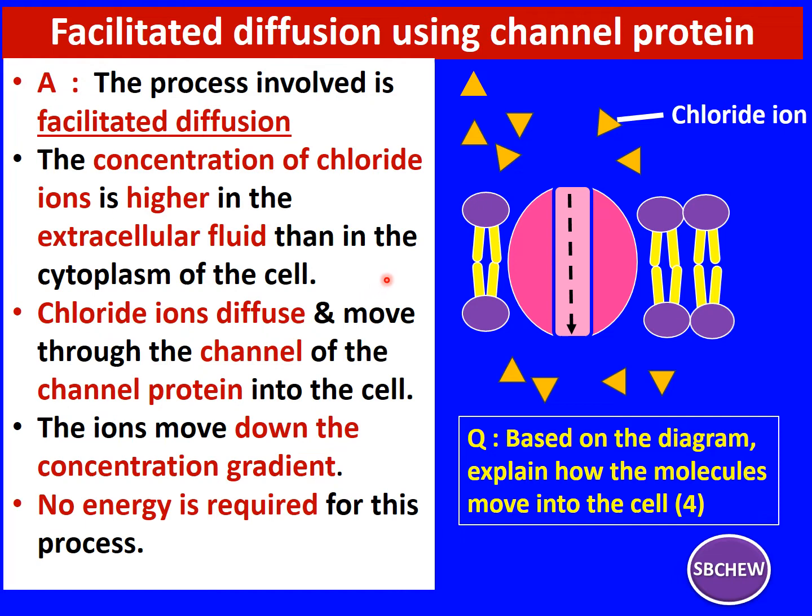So talk about the concentration being higher somewhere than in another place. Then mention how the chloride ions diffuse. They diffuse and move through the channel of the channel protein into the cell. The third point, you can mention ions move down the concentration gradient. And fourthly, no energy is required for this process. So you have 4 or 5 points here to get your marks. Always write a little bit more, an extra 1 or 2 points, in case some points are wrong.